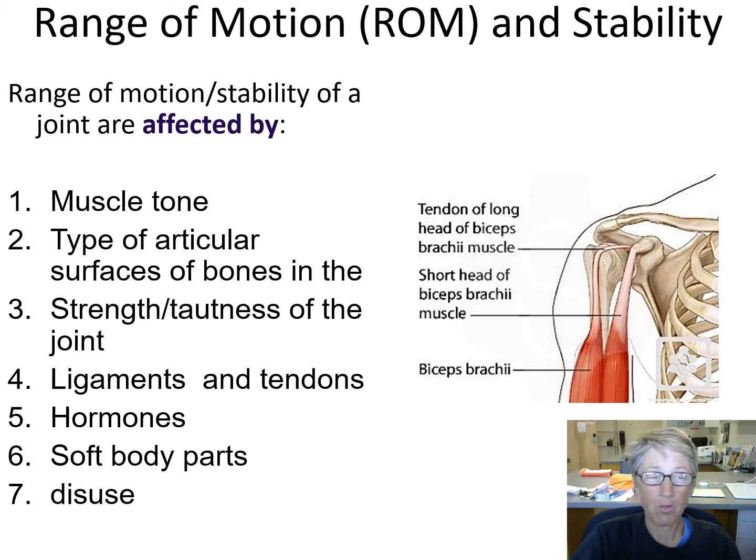For example, one thing that the range of motion and stability in a joint is affected by is your muscle tone. I should have got a picture of that, but like the muscle bound bodybuilders and weightlifters, you know how they can't fully flex their elbow joint because their giant bicep gets in the way. That would be an example of the range of motion being affected by muscle tone.